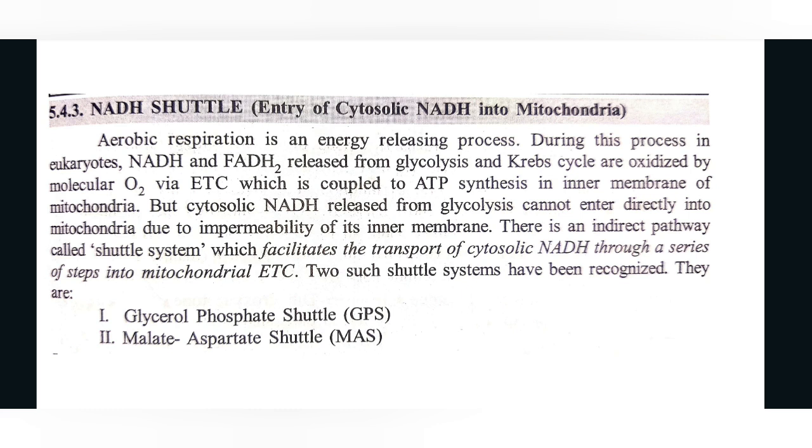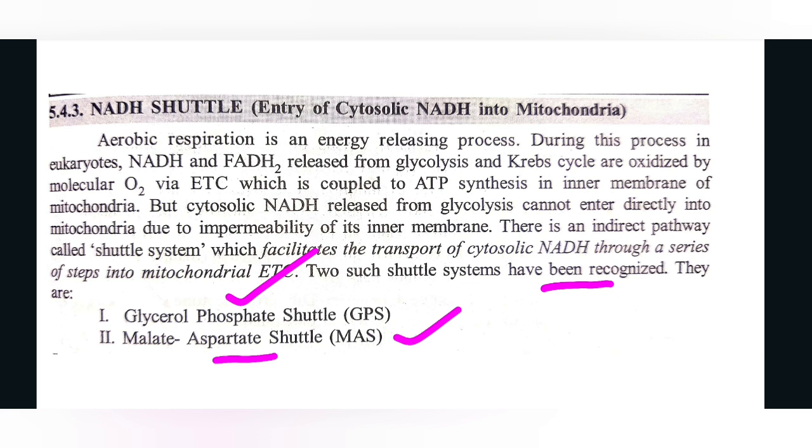So for this, the cytosolic NADH has to transfer into the mitochondria. But the cytosolic NADH is impermeable to the inner mitochondrial membrane. So it will follow an indirect pathway or a specific pathway called the shuttle system. This shuttle system facilitates the cytosolic NADH to move into the mitochondrial matrix. There are two shuttle systems.